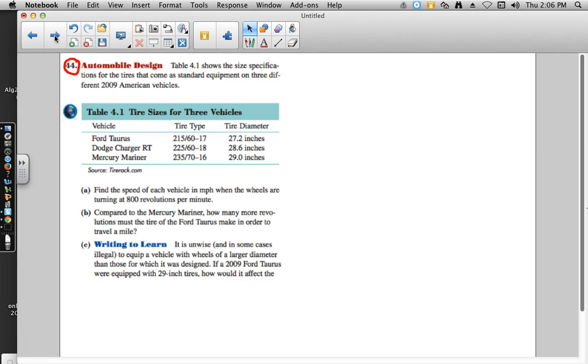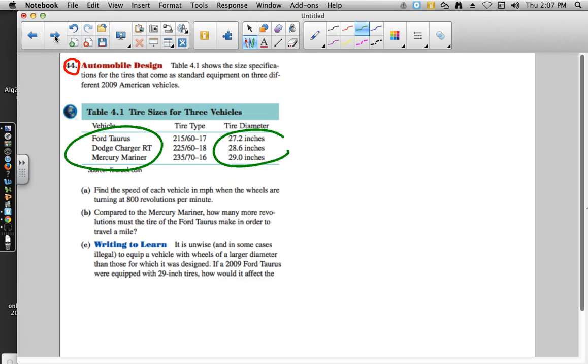Number 44, this is a whopper of a problem right here. Table 4.1 shows the size specifications for the tires that come as standard equipment on 3 different 2009 American vehicles. And really, this and the names, that's what we care about. Because for A, it says to find the speed of each vehicle in miles per hour when the wheels are turning at 800 revolutions per minute. So the first thing we start off with is just figuring out that arc length for each one of them.